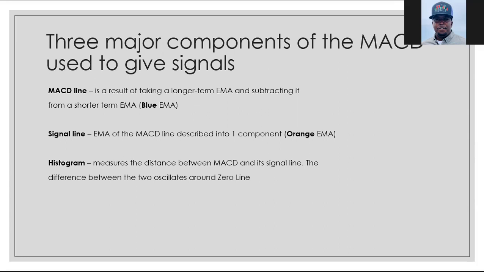All you need to know for the histogram is that it shows the bulls and the bears. So again, the MACD line is your blue EMA, the signal line is your orange EMA, and the histogram shows your bulls and your bears. It shows who's in control of that market right then and there.